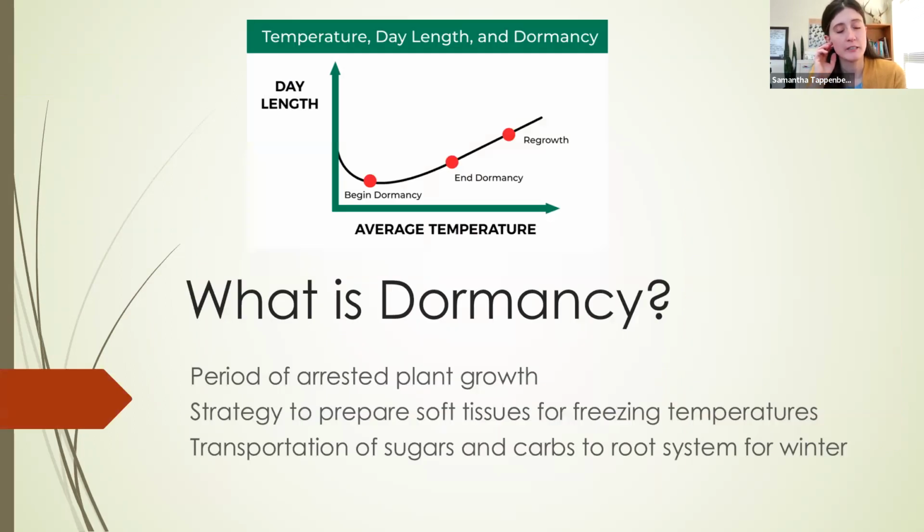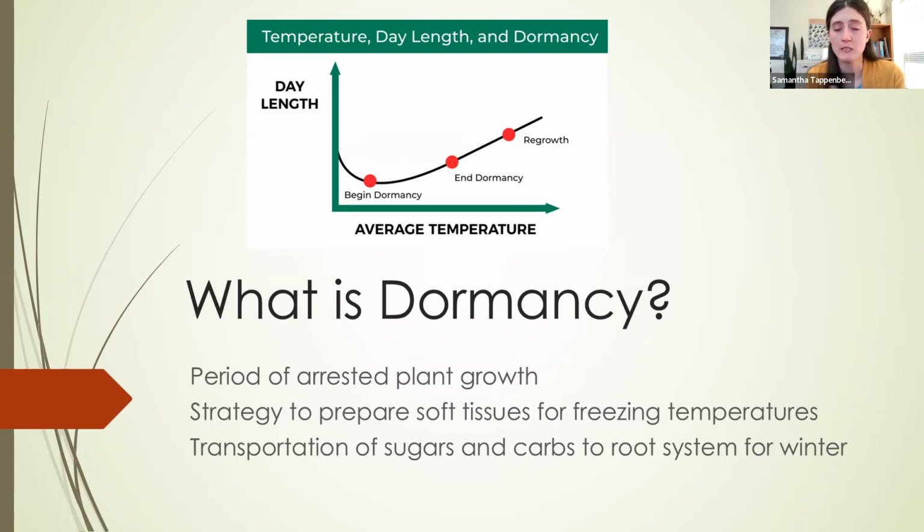So just quickly to clarify what I mean by dormancy, plant dormancy is basically a plant's strategy to prepare its soft tissues for freezing temperatures, dry weather, or water and nutrient shortages. It's basically a way of dealing with harsh conditions. And certainly in Montana, we have very harsh conditions that plants have to contend with. So during dormancy, they're conserving energy. The metabolism of the plant slows down.